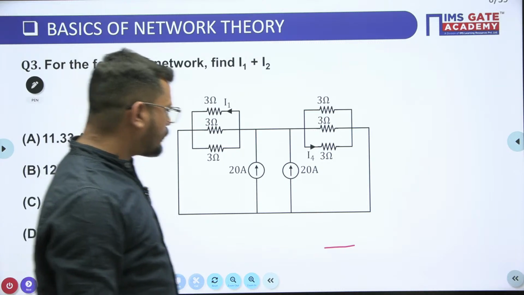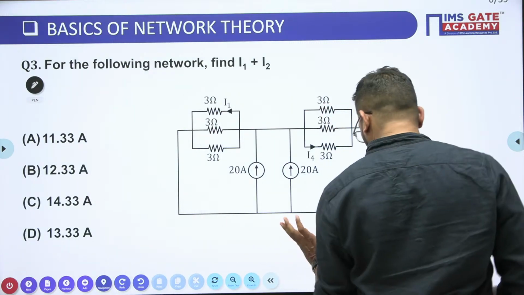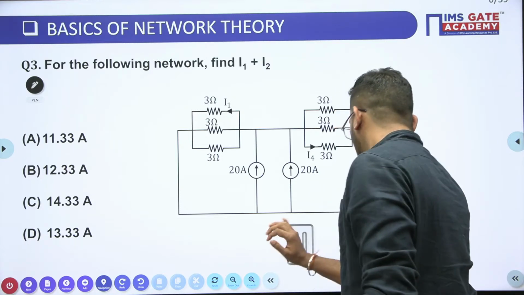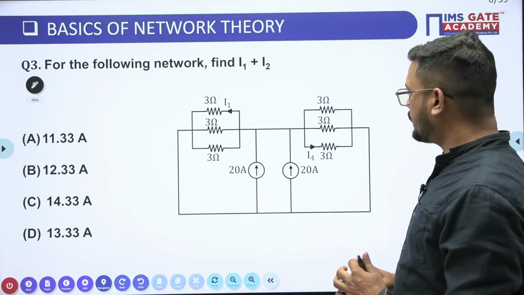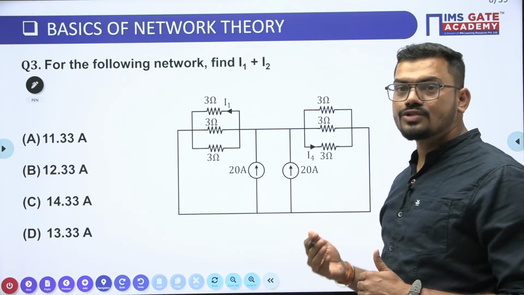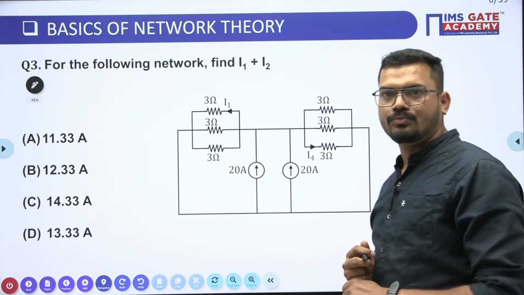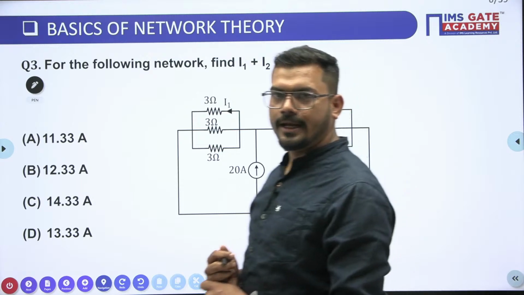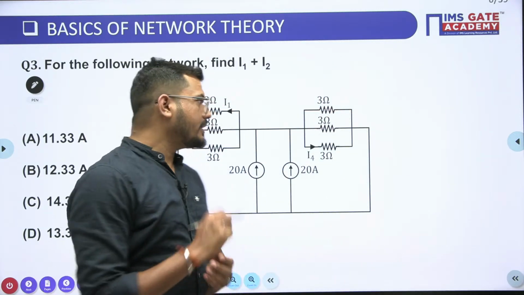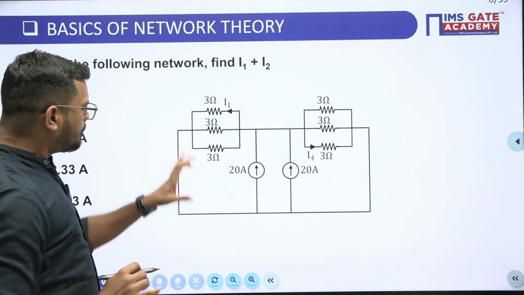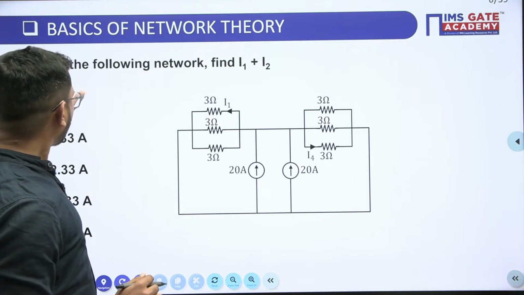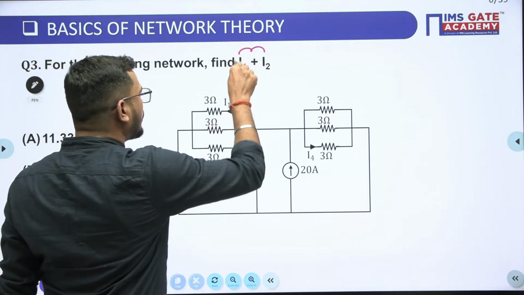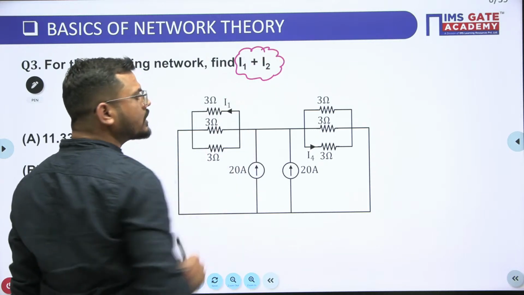First of all, we should learn how to approach this type of question, guys. Let's try to find the way by which we can solve this type of question. Krishna is saying D. Okay, let us see, Krishna. What we have to calculate, guys, for the following network, is the value of I1 plus I2. What is I1?